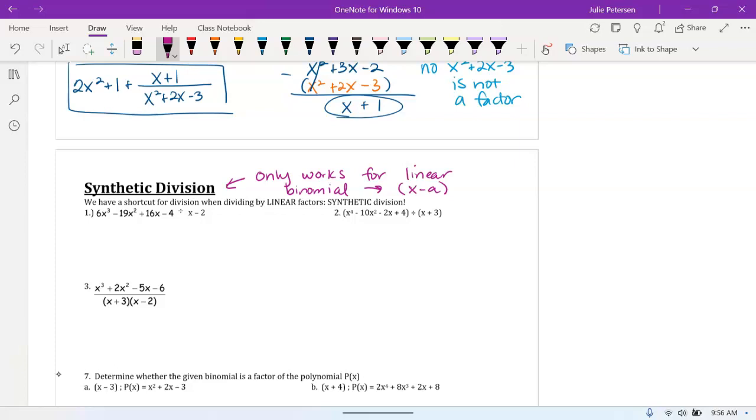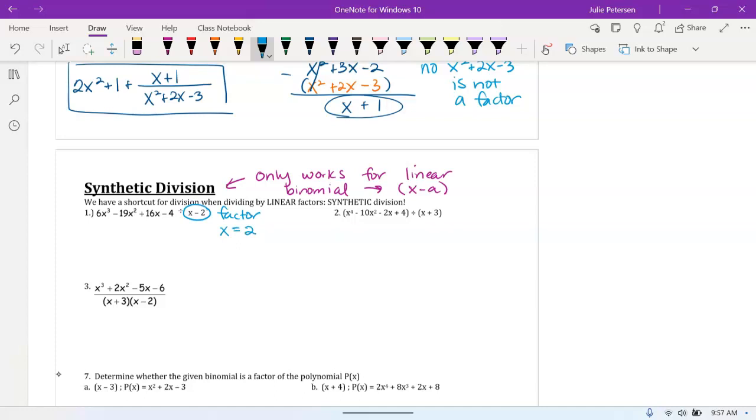So let's go over this little shortcut here. We have a problem that we've seen before, 6x cubed minus 19x squared plus 16x minus 4. And we are trying to do this division, dividing by x minus 2. And so what we're going to do is we take this factor here, this is our factor, and let's identify what is the 0. So if that was your factor, your 0 would be x equals 2.